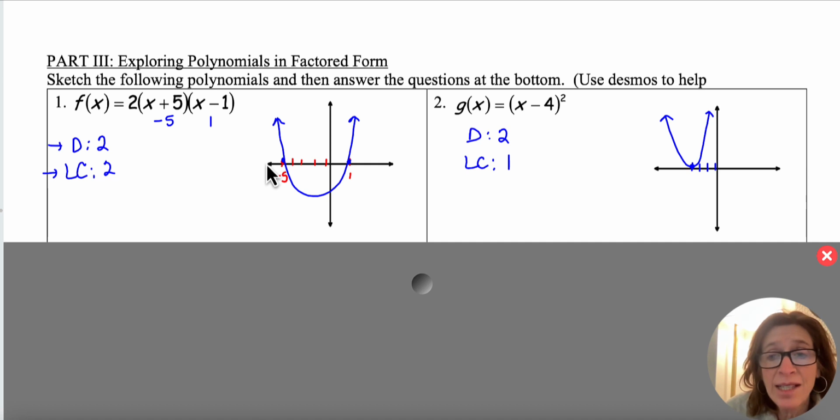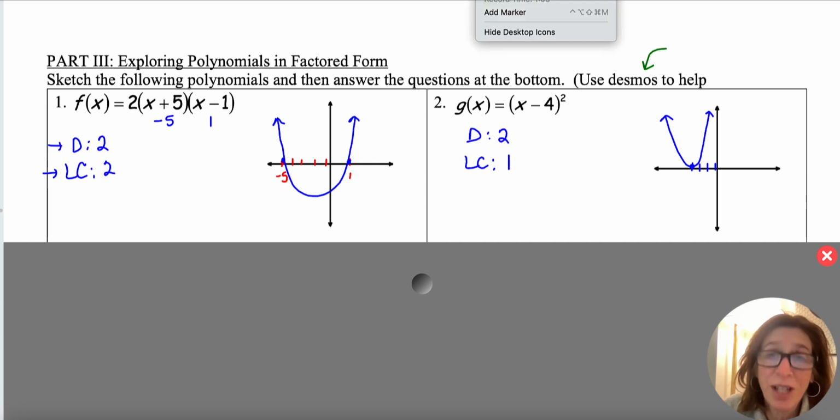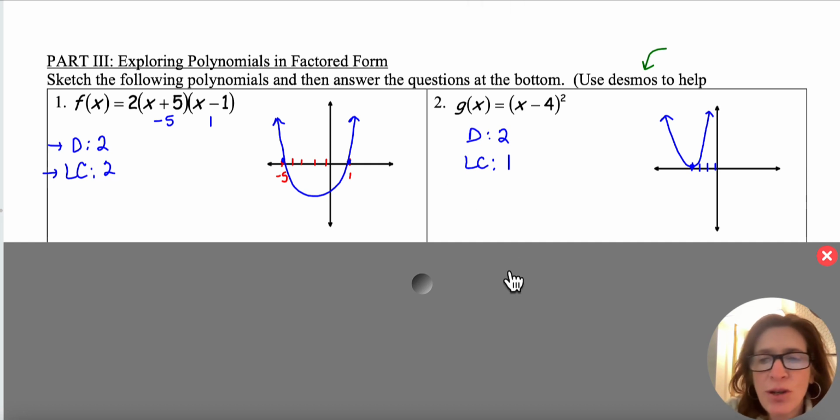And so I'm going to ask you to go through that for each of the functions on this page, and I want you to use Desmos to help you. So I'm going to ask you to do that now and turn us back on when you're finished.